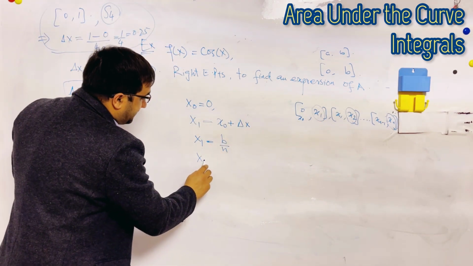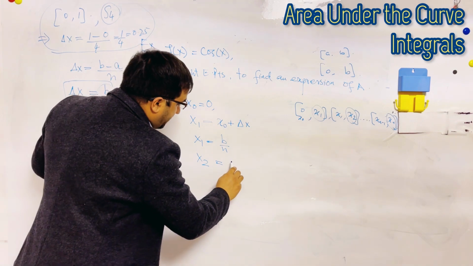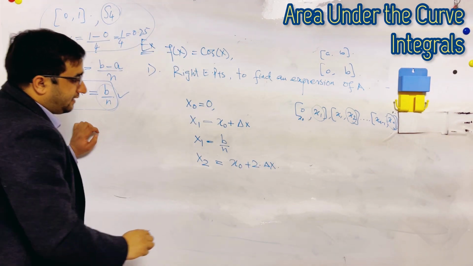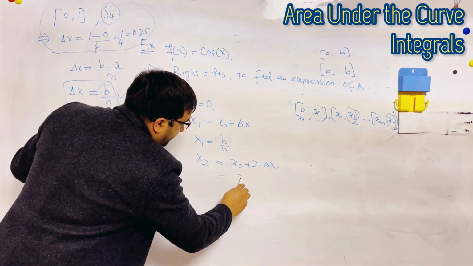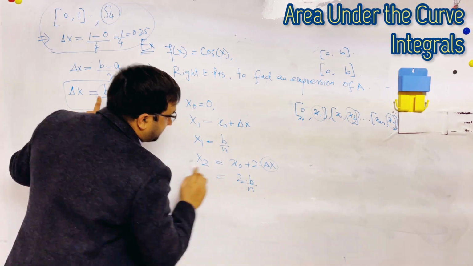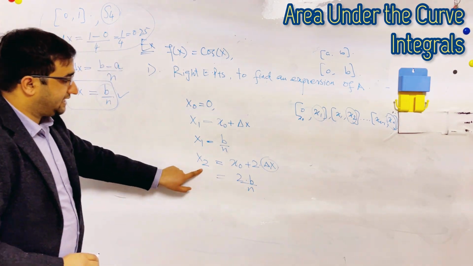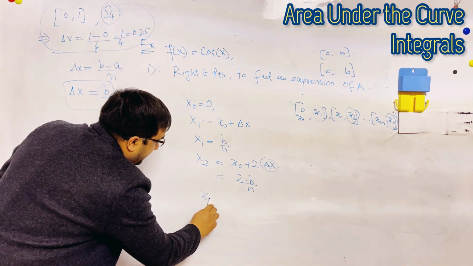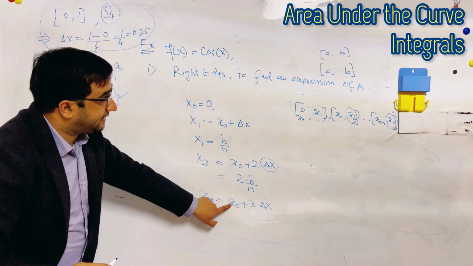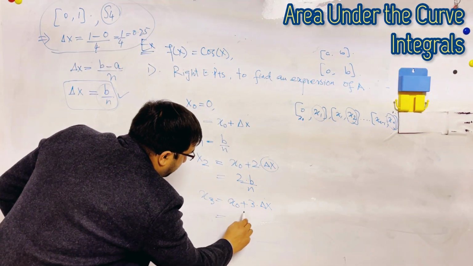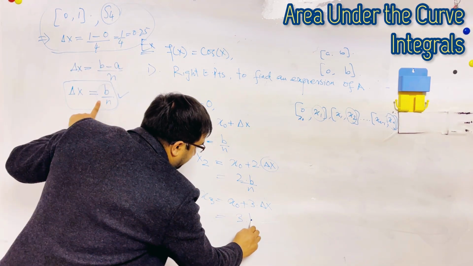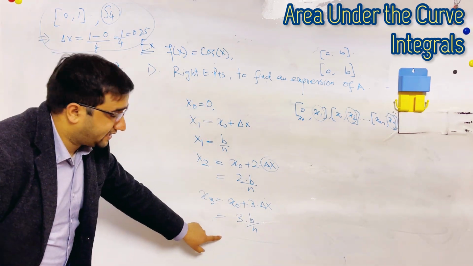Now I need to know x2. I told you x2 is x naught plus 2 times delta x. x naught is 0 and 2 times delta x means 2b divided by n. So this is the value of x2. Similarly, x3 is x naught plus 3 times delta x. x naught is 0, plus 3 times delta x, so it is 3b divided by n.